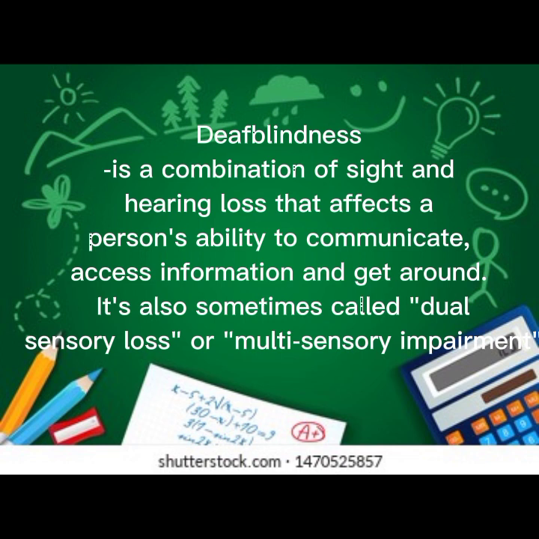Deaf blindness is a combination of sight and hearing loss that affects a person's ability to communicate, access information, and get around. It is also sometimes called dual sensory loss or multisensory impairment.